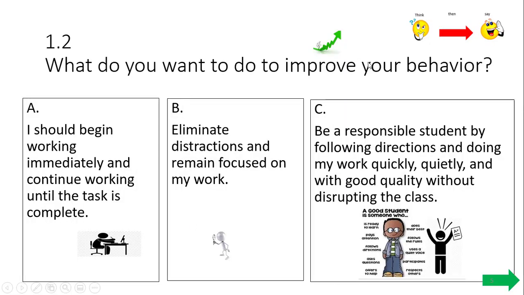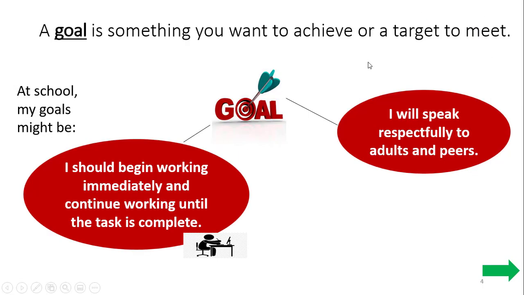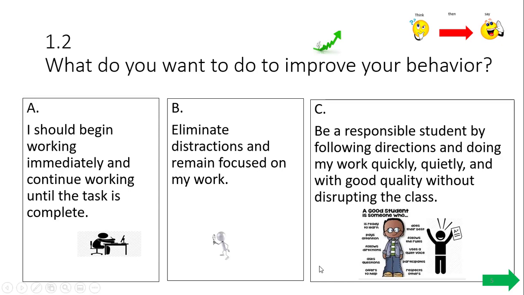So what do you want to do to improve your behavior? We just said we're going to set a goal, and which one makes the most sense compared to what we've just talked about? It's going to be A. Point to A, Isaiah. A is the answer. I should begin working immediately and continue working until the task is complete because this is the symbol that we're looking at the most in your lessons. This is the one that we keep coming back to. So every time you see this symbol of the guy at his desk and he's working very hard immediately until the task is complete, this is exactly what we want to see from you.